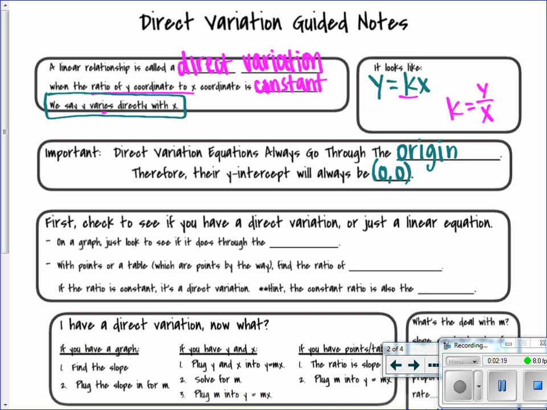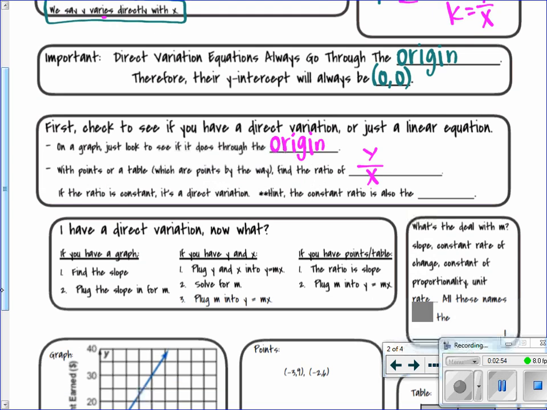But the two main things: it's direct variation if it is linear and goes through the origin. That's our two requirements. So graphs are real easy. Is it a straight line, and is it going through the origin? For a table, we have to find the ratio of y over x. If it has a constant ratio, so the y over x is the same as the slope, then we have direct variation.